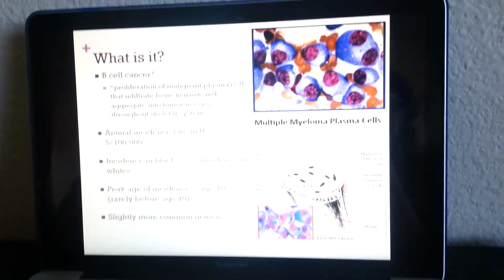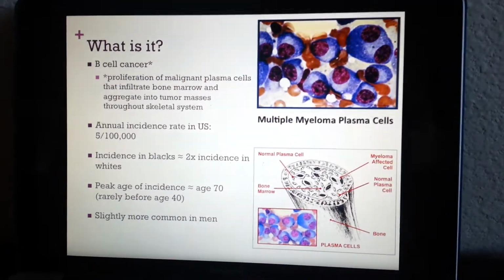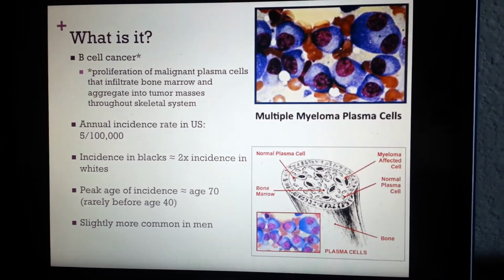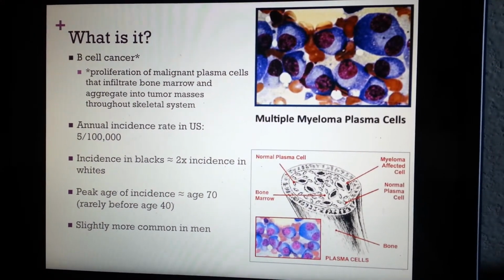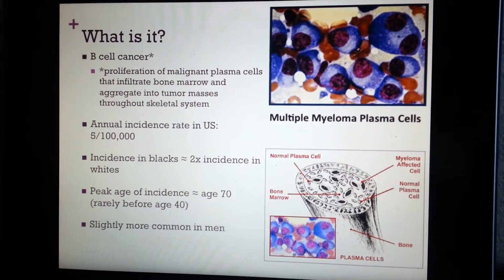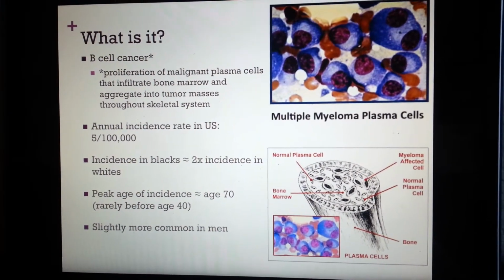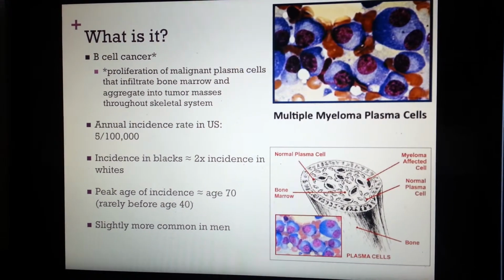I'm going to teach you guys a little bit about multiple myeloma today. So what is it? Multiple myeloma is basically a B-cell cancer characterized by malignant plasma cells that proliferate and then infiltrate the bone marrow, and then they form tumor masses throughout the whole skeletal system.